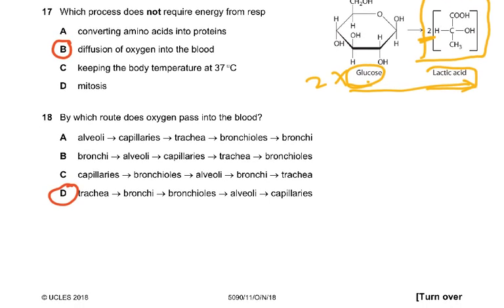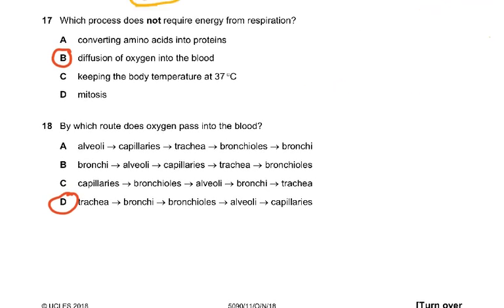Then coming to question number 17. Which process does not require energy from respiration? Converting amino acid into proteins, that is in the syllabus protein synthesis, keeping the maintenance of body temperature, cell division. These are the factors which are the uses of energy in the human body. So diffusion of oxygen in the blood does not require any energy. It is just a normal process by which molecules move from a high concentration to a low concentration.